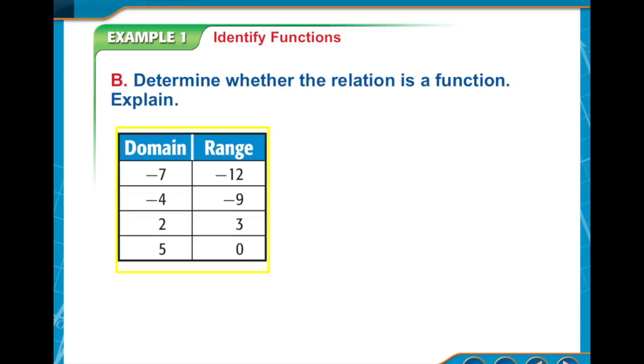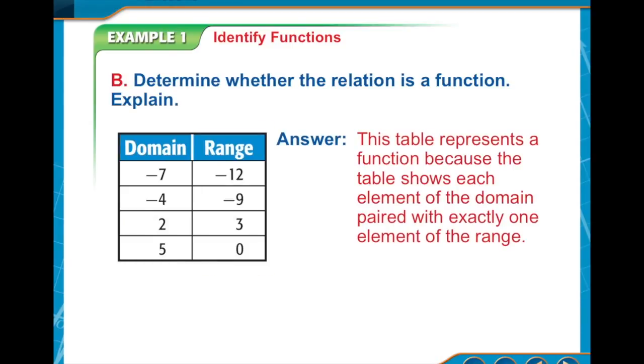1b, we want to determine whether this one is a function. They give us the information in the form of a table. We can think about these points and whether anything repeats. Is every x value paired with one and only one y value? Well, 7 goes with 12, that's fine. -4 goes with -9, that's fine. 2 goes with 3, and 5 goes with 0. None of those repeated. So that looks like a function to me. Your table shows that answer 1b is in fact a function. So yes, this represents a function.